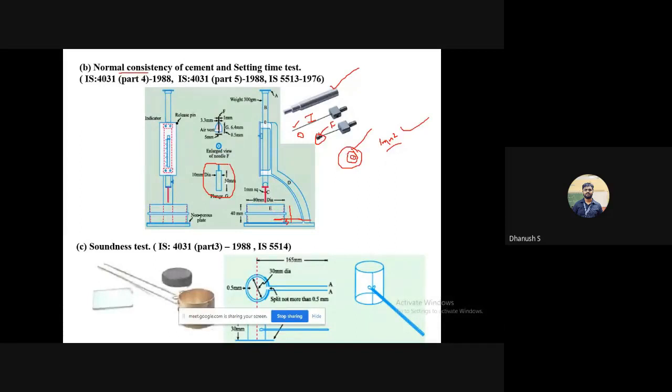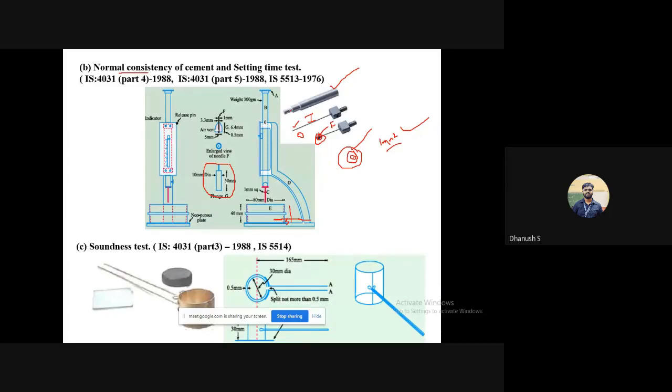So you keep doing this test, say once in every half an hour. At some point, it will reach a stage where this needle will fail to make an impression on top of the cement paste. At that point, you record the time. The time at which this annular ring arrangement fails to make an impression on top of the cement paste is when your cement paste is said to have reached final setting time.